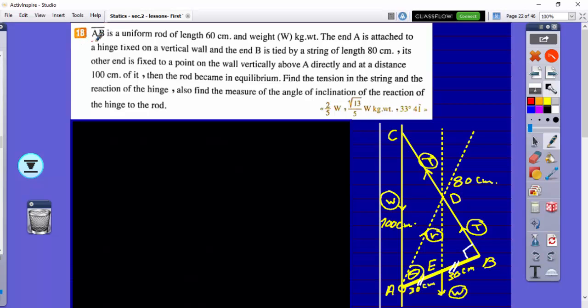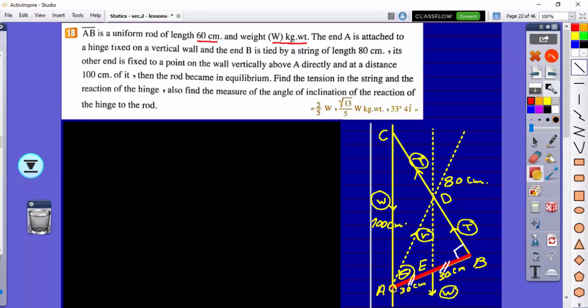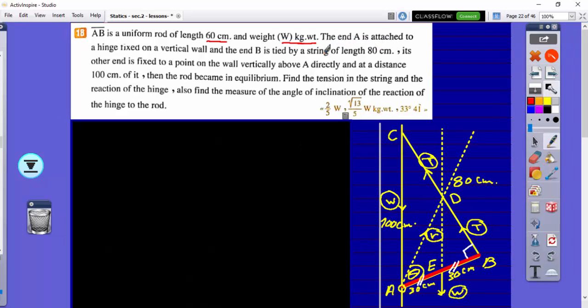Question number 18. AB is a uniform rod of length 60 centimeters and weight W kilogram weight. The weight of the rod AB is unknown. Here is the weight AB. The end A is attached to a hinge fixed on a vertical wall, and the end B is tied by a string of length 80 centimeters.